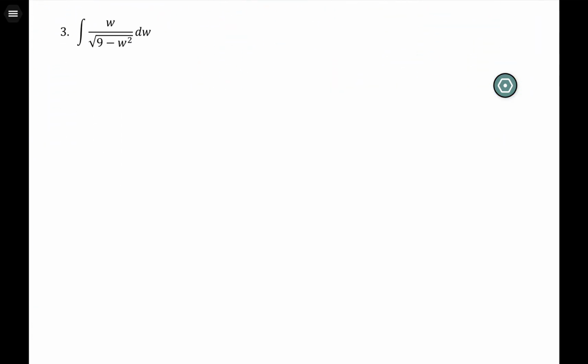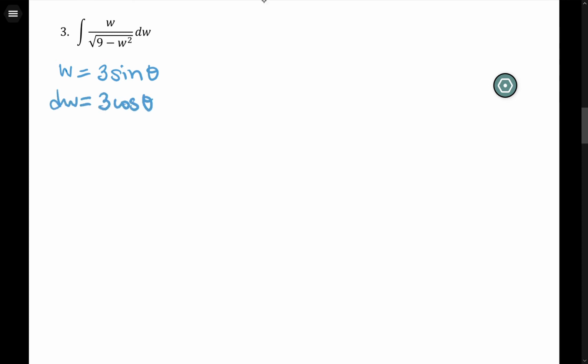More specifically, we're going to say that if we want to factor and end up with 1 minus sine squared theta, we need w to be 3 sine theta, so that when we square it, we get that 9 to factor out. This means that the dw is going to be 3 cosine theta d theta.